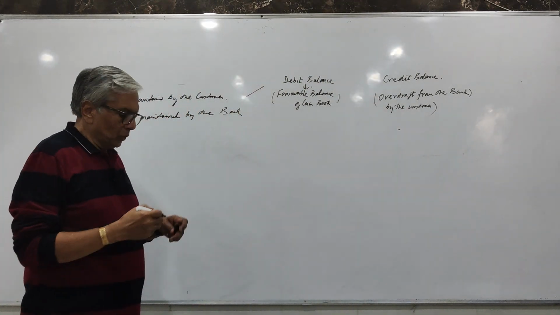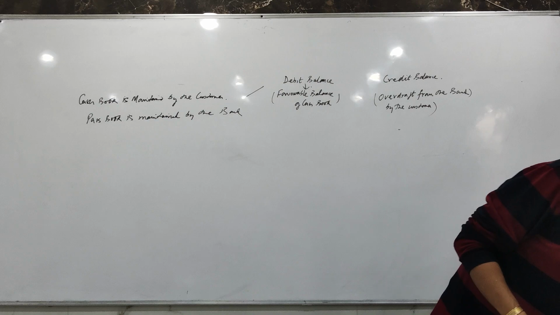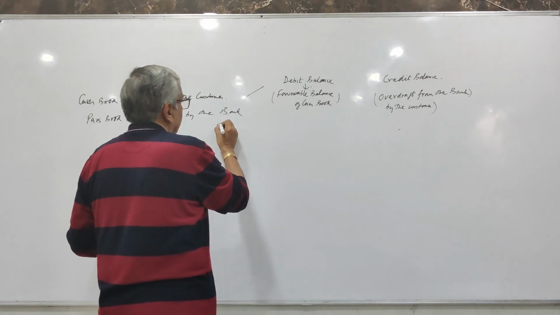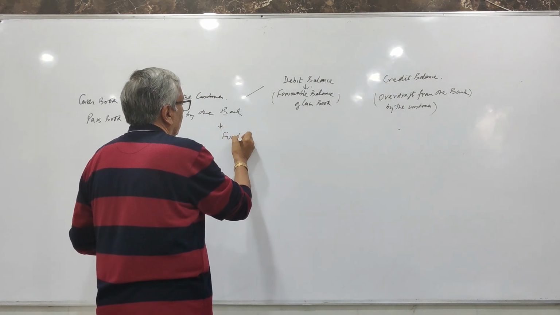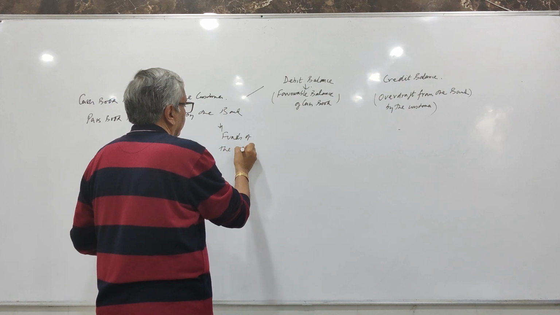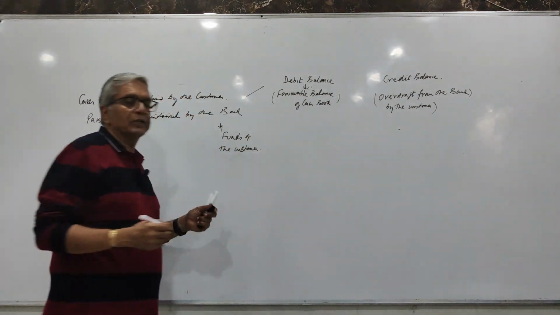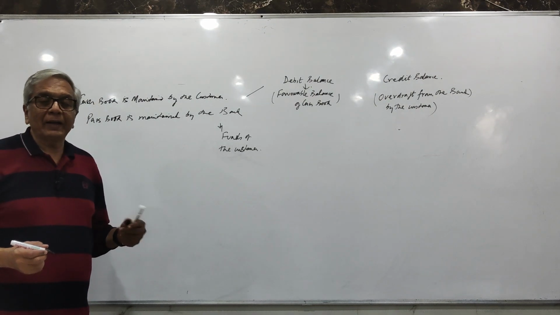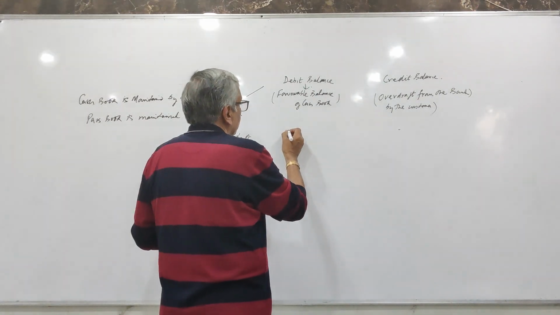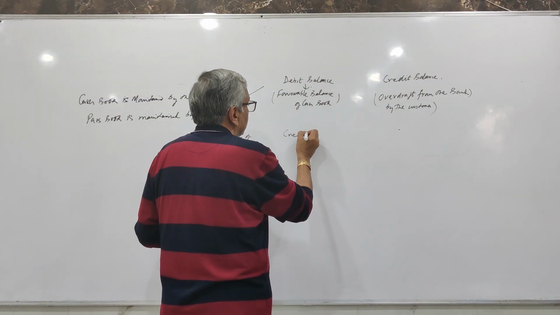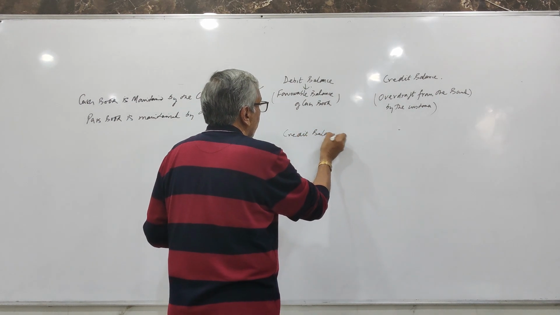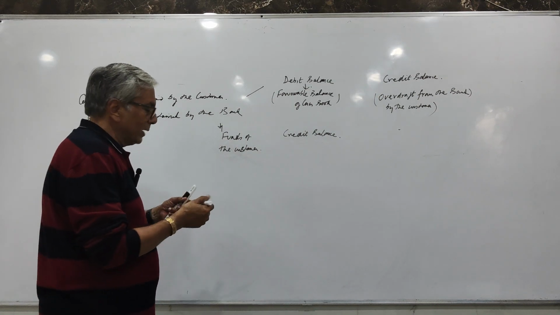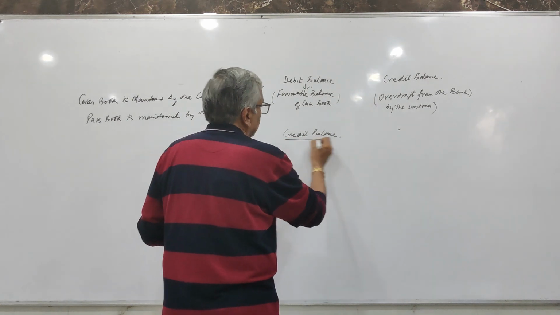Now, on the contrary, the bank has funds of the customer. So when the bank has funds of the customer, the bank owes this money to the customer. So for the bank, this is a liability, and there will be a credit balance. When the customer has a favorable balance in the bank, the bank owes that money, so that means there will be a credit balance.